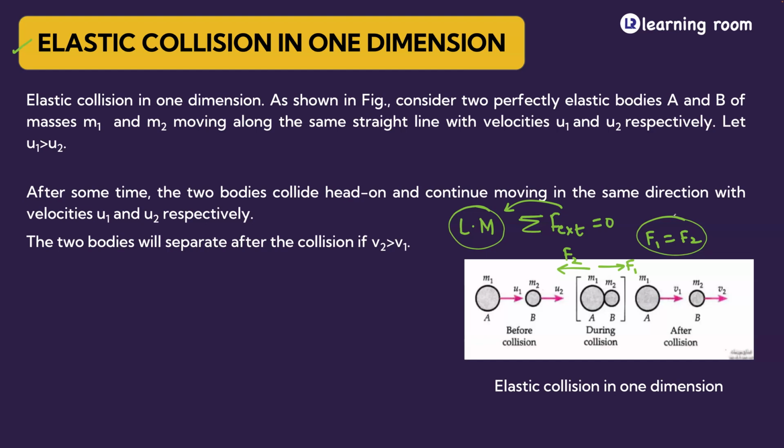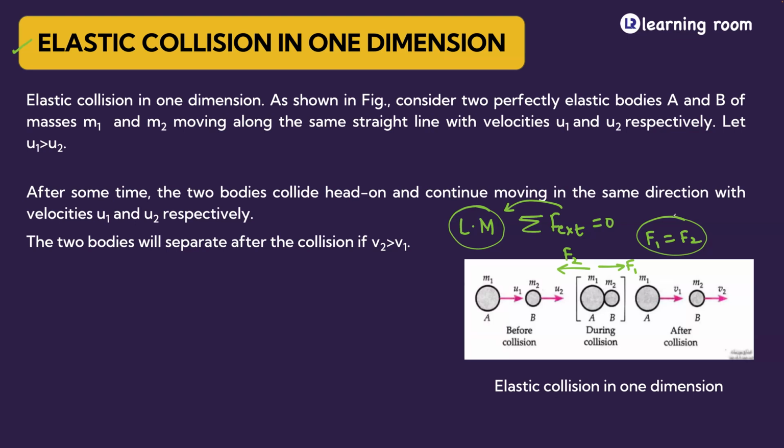That is why, in all three scenarios, we say that the net force acting on the system is zero. That is the reason why linear momentum is conserved. The same thing happens for inelastic collision as well. Are you able to understand? Before collision and after collision, the objects are moving along the same line of impact. That is why it is a one-dimensional collision.